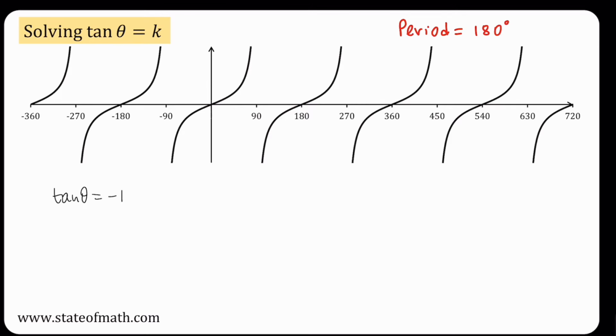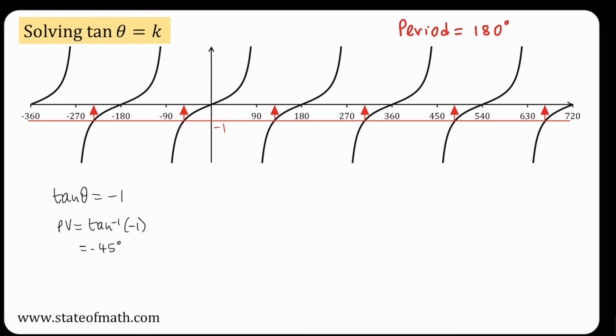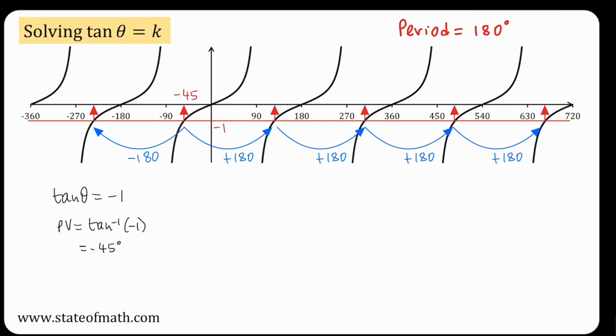Obviously, I will draw the horizontal line cutting the y-axis at negative 1, and I'm looking for the solutions, the points of intersection between my horizontal line and the tan wave. Using my calculator, I'll find my principal value. I'll do shift tan of negative 1. I get negative 45. There it is. And then I can go to the right by adding 180 degrees and multiples of these to find more solutions, or I can even go to the left, so minus 180 degrees to get another solution.